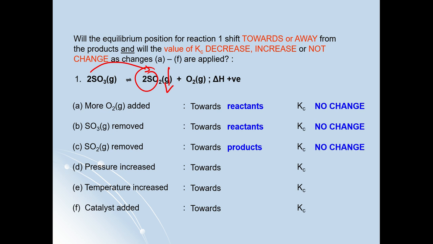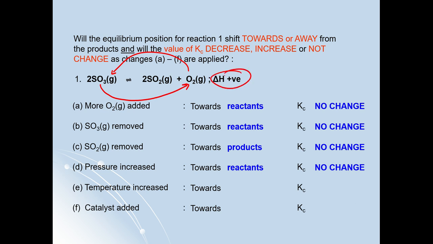Again, Kc doesn't change. Pressure this time is increased. We said earlier that if you increase the pressure, it moves to the side of the least gas moles. So therefore it will move to the left hand side to the reactants, and again Kc doesn't change. Temperature increased, we said earlier if you increase temperature it moves to the endothermic side. That is this side, the right hand side. Forward reaction, so you get more products.